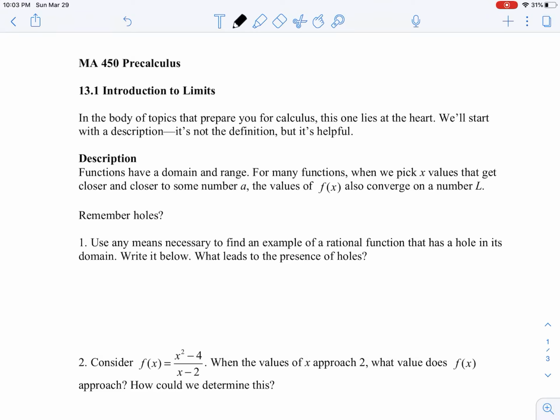13.1, an introduction to limits. In the body of topics that prepare you for calculus, this one lies at the heart. And we'll start with the description. It's not the definition, but it's helpful.